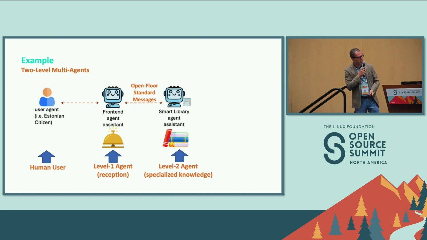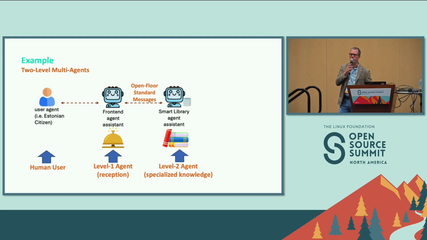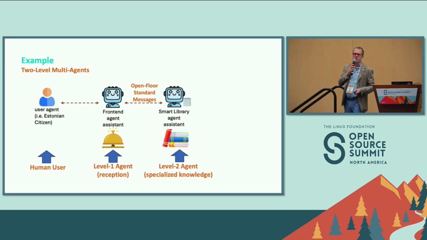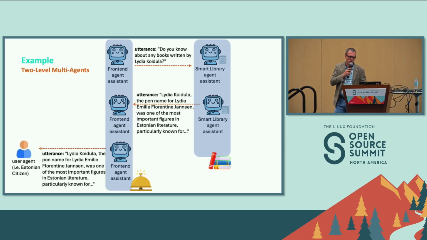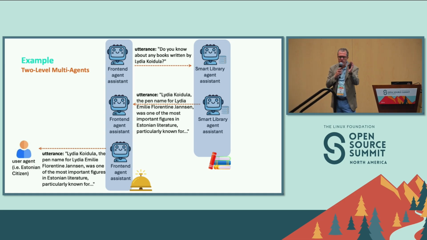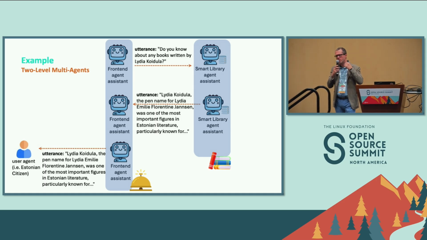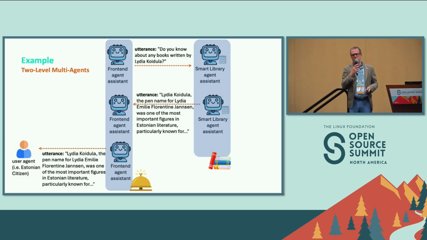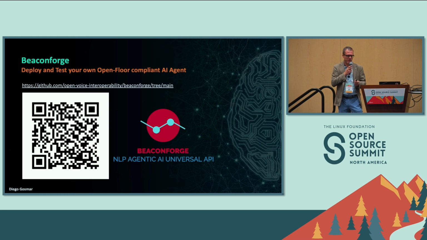This one I'm going to share with you here. It's called the Smart Library. It's an agent specialized in providing information about books and authors, in this case, Estonian books and authors. So with a set of JSON messages aligned with our specifications, those two agents could interact with each other. And at the end of the day, the Smart Library agent is going to provide specific information about books to the Estonian citizen in this case. This is just an example, of course.